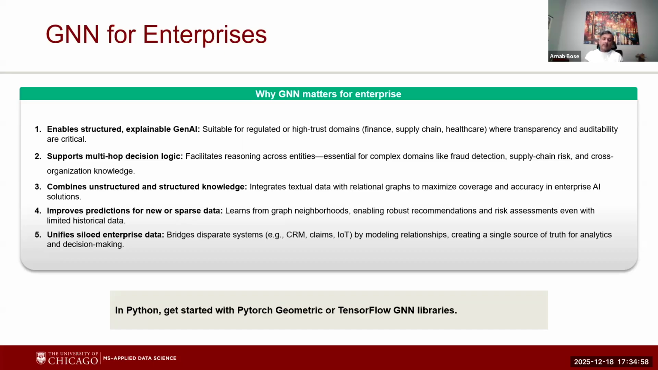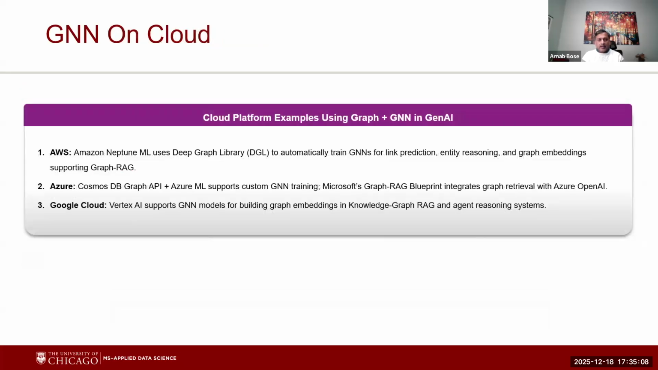If you're thinking about getting started in PyTorch, you have PyTorch Geometric, that's the package, and in TensorFlow, you have TensorFlow GNN. All these packages and libraries are available, open source, to get started. On the cloud, the three major hyperscalers all offer support. Amazon AWS does, with Neptune ML. You have Cosmos DB, and then Vertex AI also supports graph neural networks.